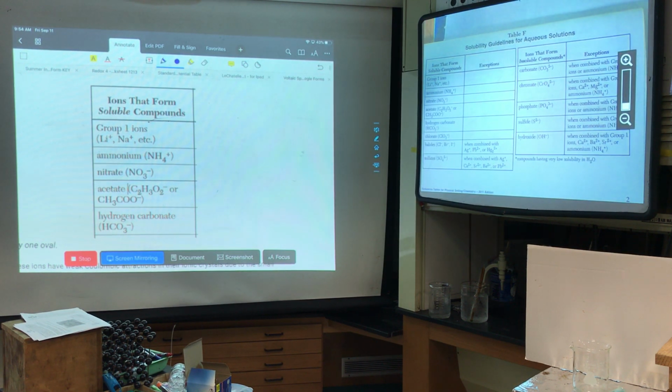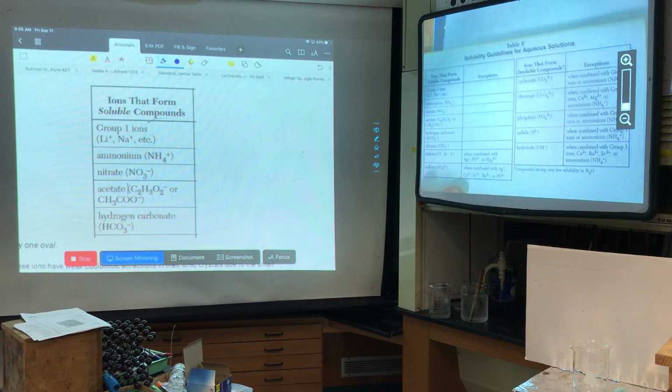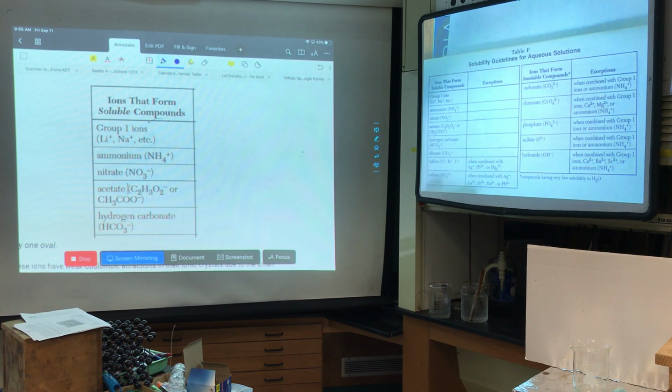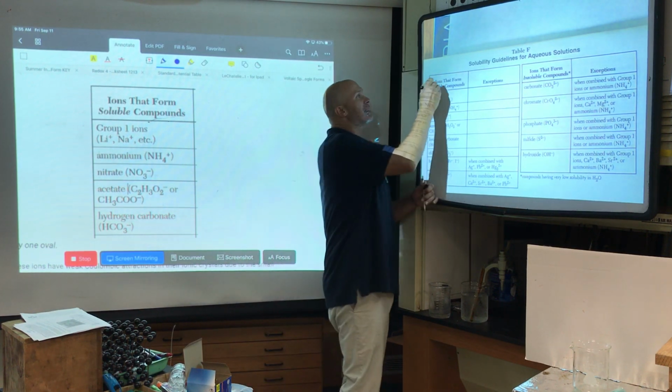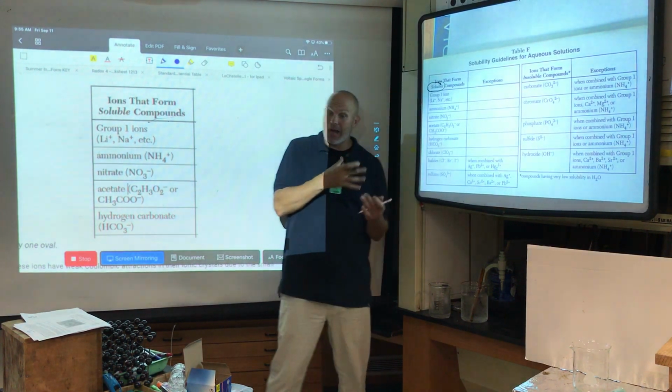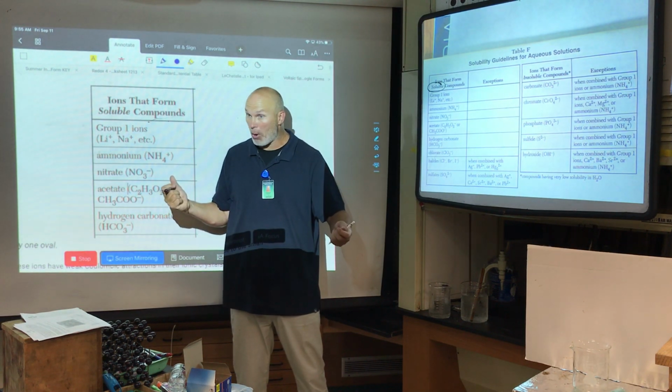So I'm showing you ions. And what they're saying in this reference table, which, by the way, you'll have, you don't have to memorize them. But I want you to understand, okay? What do we have here? If I'm soluble, that means that these ions in a salt break apart and become free.